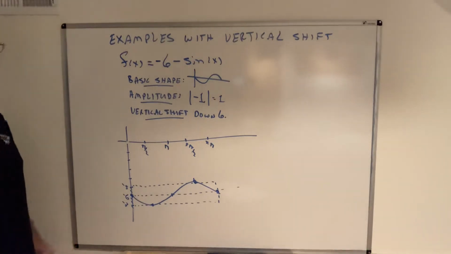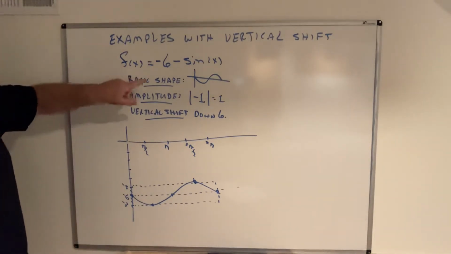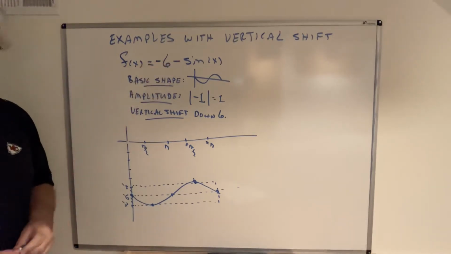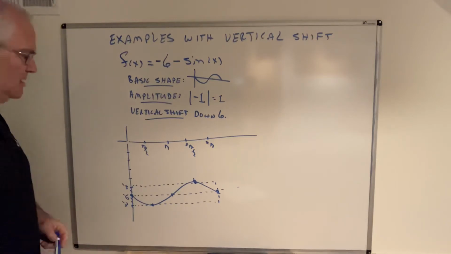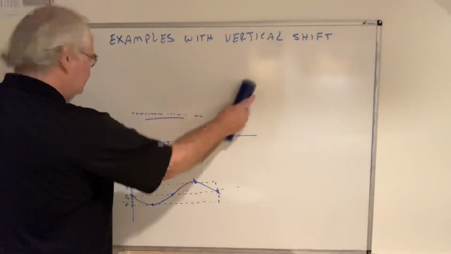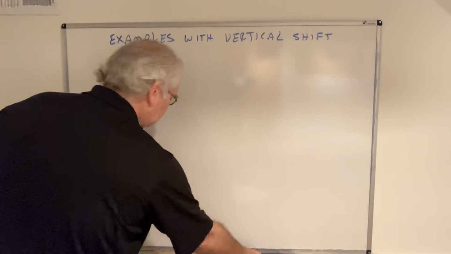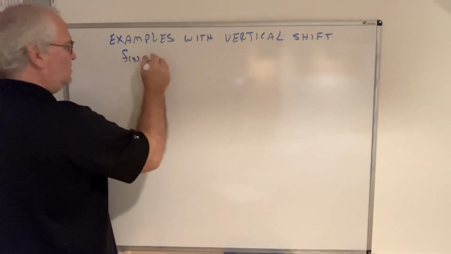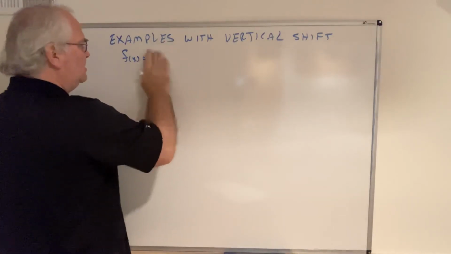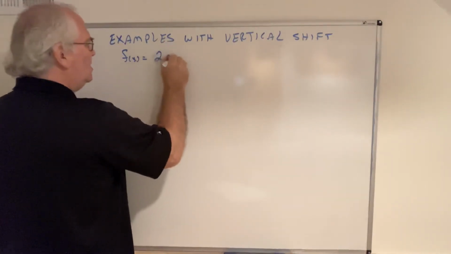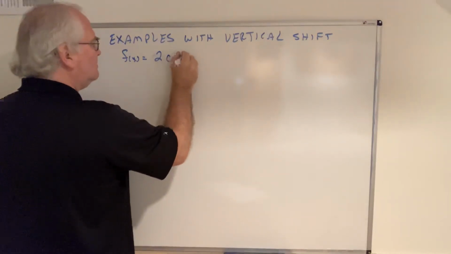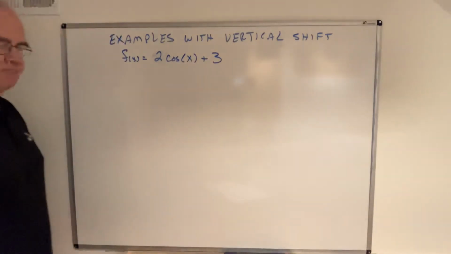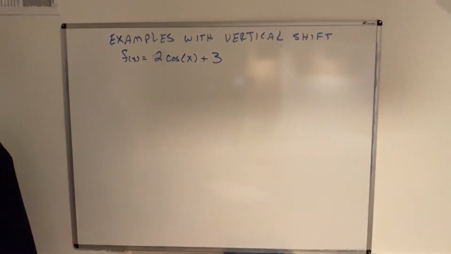Okay, so now what we'll do is consider what happens if you have both a shift and a change of amplitude. So we'll see what happens with that with our next little example. Let's play. f of x is equal to, let's do 2 cosine of x plus 3. 2 cosine of x plus 3.